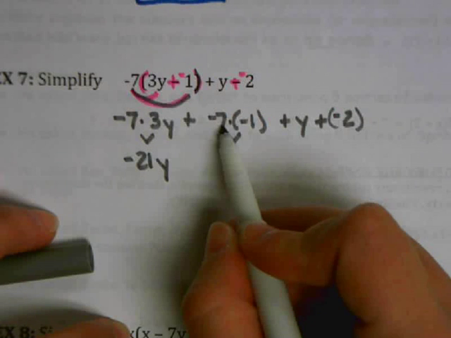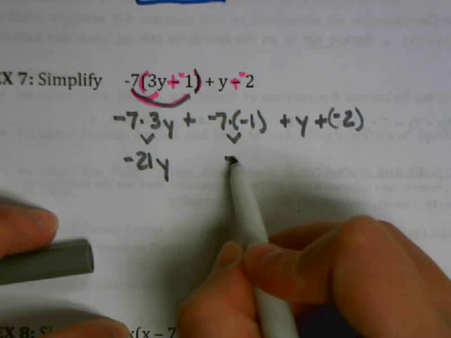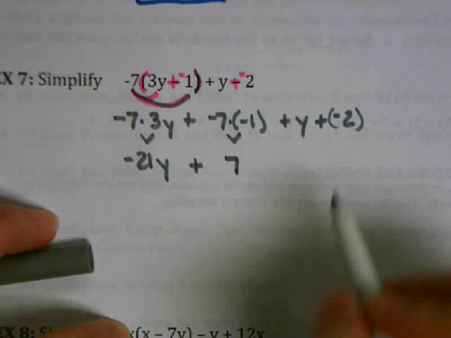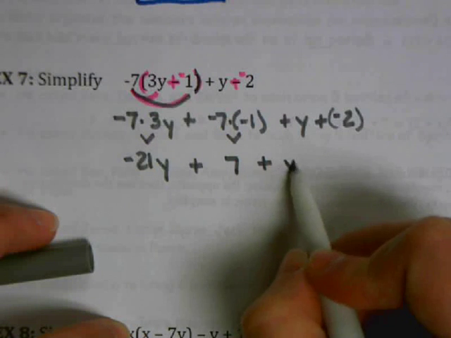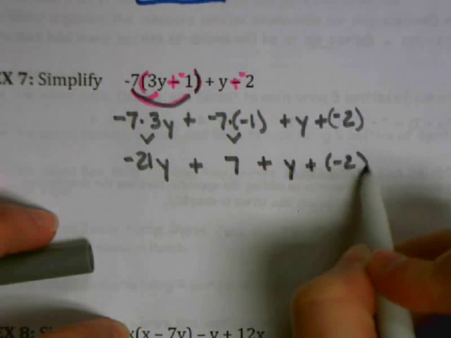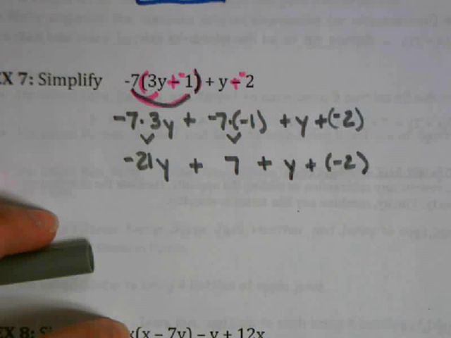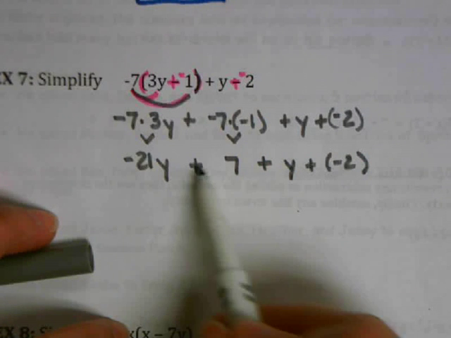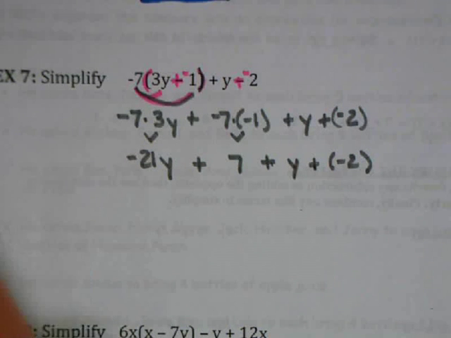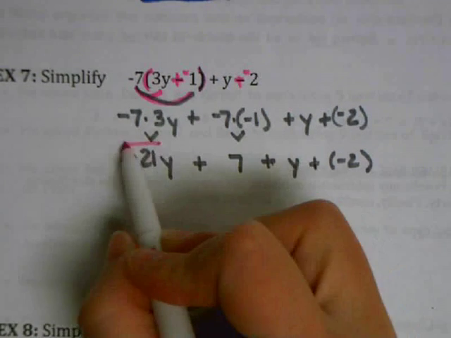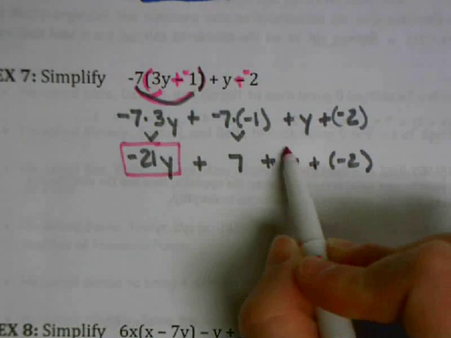What about this? Negative times a negative is a positive 7. We put a plus in between. And then we keep our plus y. We keep our plus negative 2. Any more multiplying? No. All we have left is plus, plus, plus. Guess what? We can combine some like terms now. We can add what we can add together. So let's see. I see some y's here, y's here.